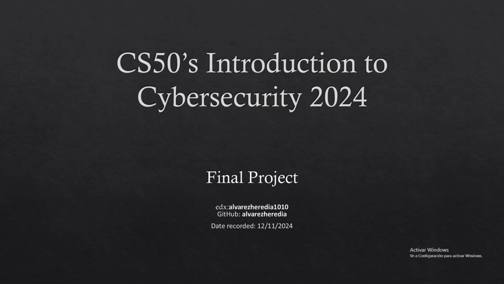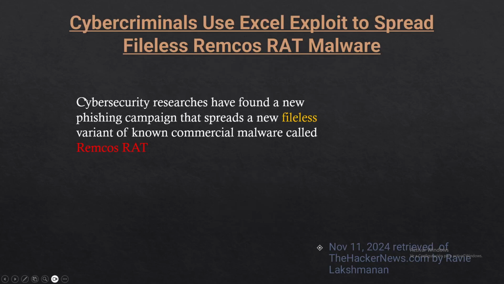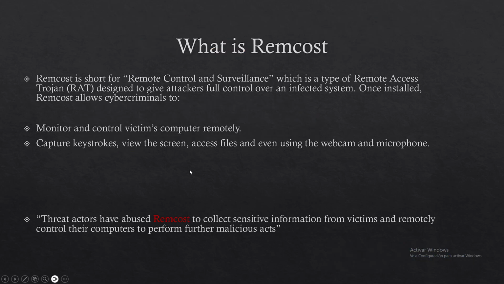So the subject that I wanted to do for this project is related to phishing emails. I got this report of the Hacker News on November 11th of this year, and it says that cybercriminals use Excel exploit to spread fileless REMCOS RAT malware. So cybersecurity researchers have found a new phishing campaign that spreads a new fileless variant of known commercial malware called REMCOS RAT. But what's REMCOS RAT?